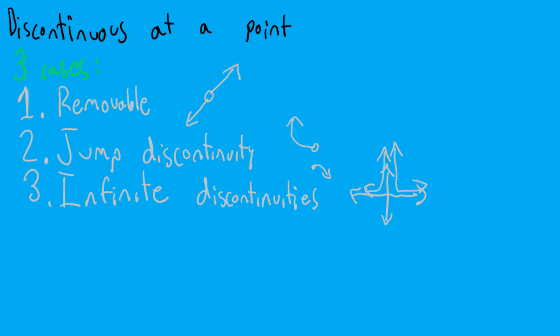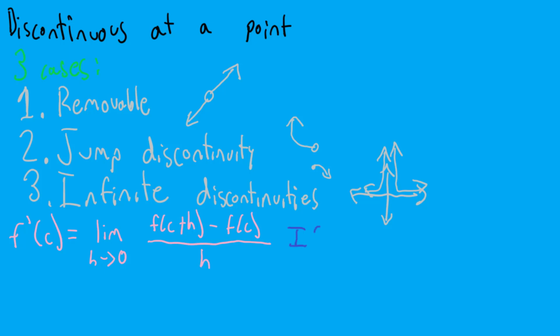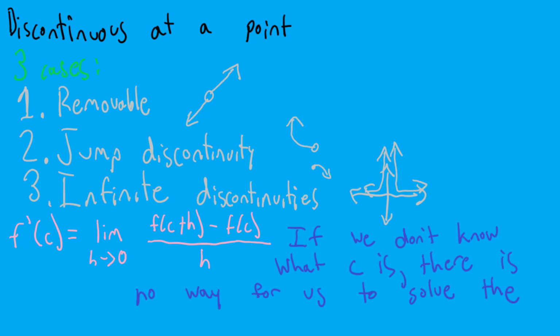For functions that are discontinuous at a point, there are three possible cases: removable discontinuities, jump discontinuities, and infinite discontinuities. According to the definition of a derivative, the derivative of the function at c is equal to the limit as h approaches 0 of f of c plus h minus f of c, all divided by h. For a discontinuity, if we don't know what f of c is, there's no way for us to solve the numerator, which includes c in two parts, f of c plus h and minus f of c.